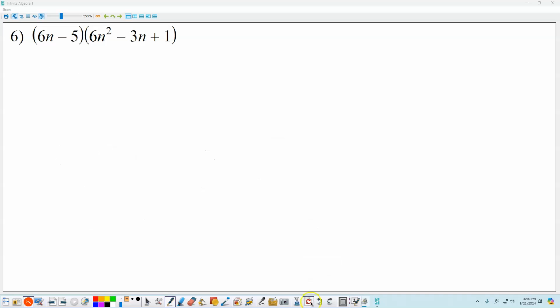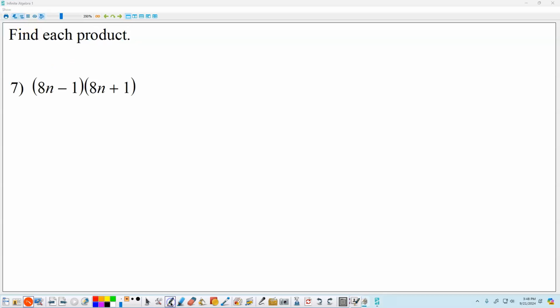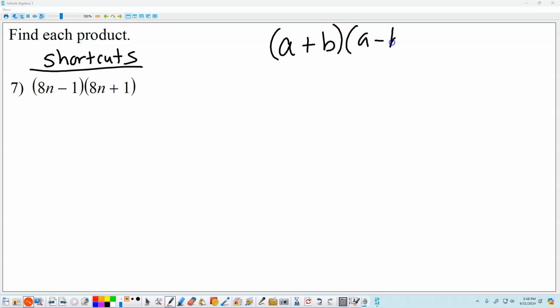All right, number 7. On number 7, you could use the box method again. There's our answer, but we'll get to that in a minute. But in this sense, I want you guys to notice that this is one of our shortcuts that we learned. Shortcuts are nice. They make things faster, okay? Anytime you have the same thing, but opposite signs in the middle like that being multiplied together, the result is always going to be A times A and B times B with a minus in between them.